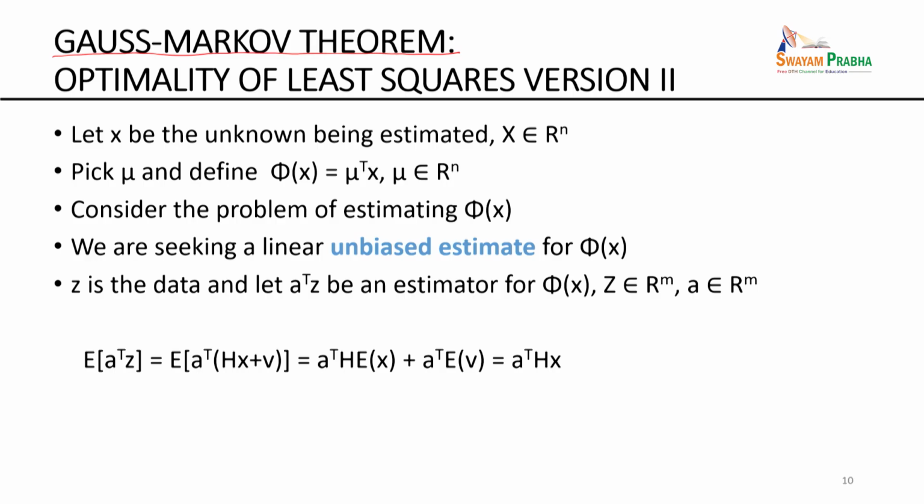So what is it that I need? I already have LUE. I want the B. I want the B in BLUE. The B in BLUE is characterized by the Gauss-Markov theorem.